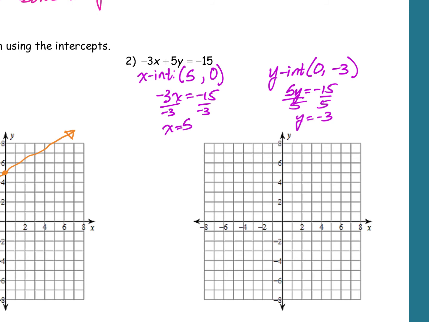And I graph them. To find the y-intercept, you set x to what? 0. Y equals -3. And then to find x, you set... no, wait. How do you find the x-intercept? Set y to 0. There we go. Okay?